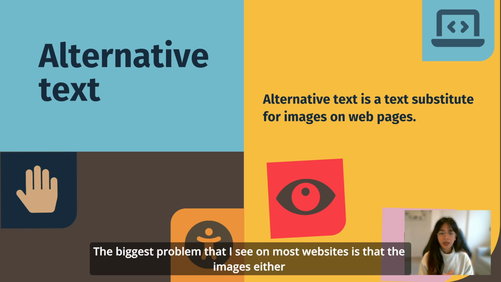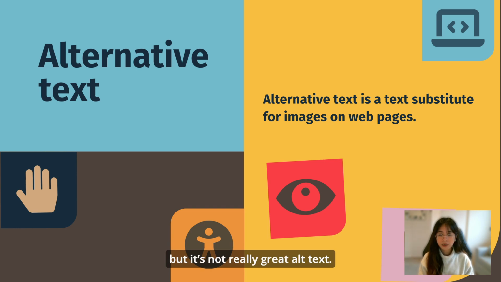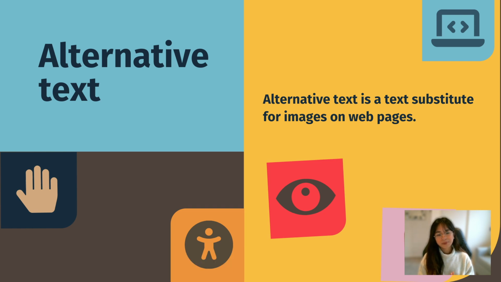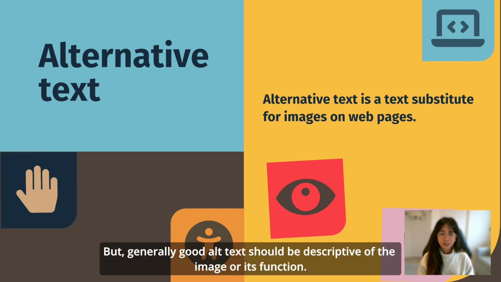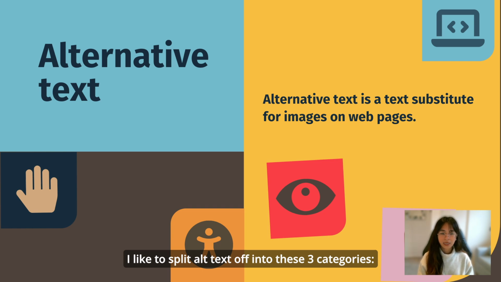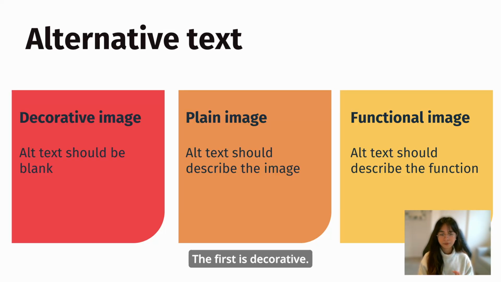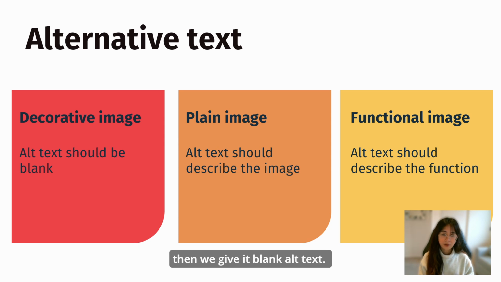And the biggest problem that I see on most websites is that the images either don't have any alt text at all, or they do have alt text, but it's not really great alt text. And what makes alt text good versus what makes it bad, we'll look at that in a bit more detail in a minute. But generally, good alt text should be descriptive of the image or its function. So I like to split alt text off into these three categories. The first is decorative. So if your image is decorative, as in it serves no other purpose other than making the page look pretty, then we give it blank alt text.